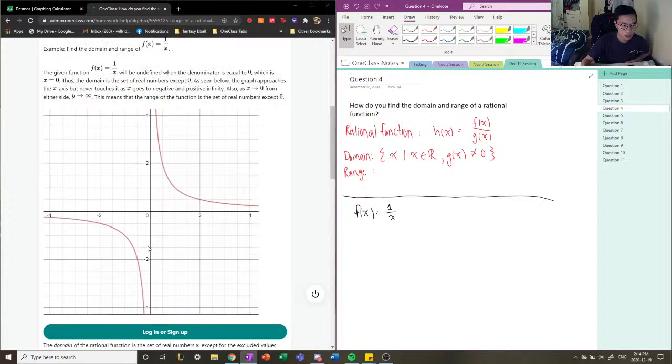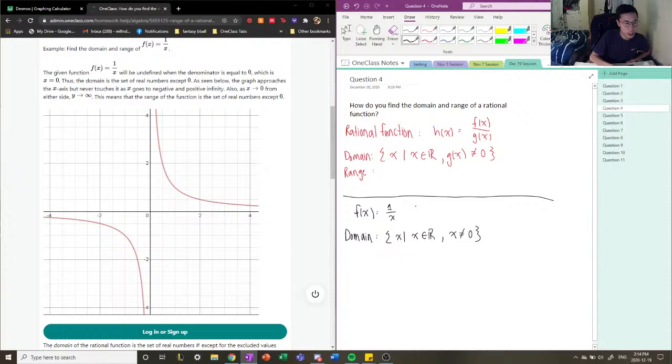You can see it has something to do with limits. As you approach 0 from the left side, the function tends towards negative infinity. But as you approach from the right side, the function tends towards positive infinity. Because of this disconnect, we say this part of the function is undefined, which means x cannot equal 0. So the domain is x such that x belongs to all real numbers except x cannot equal 0.